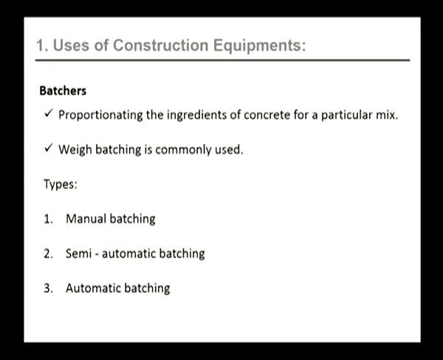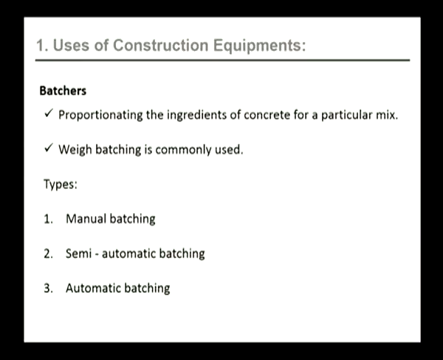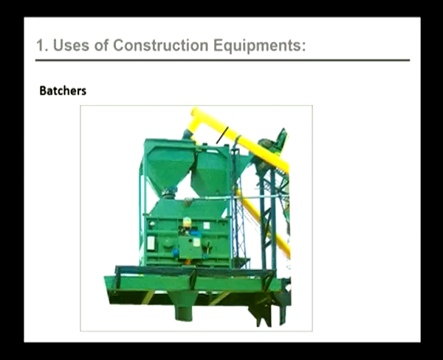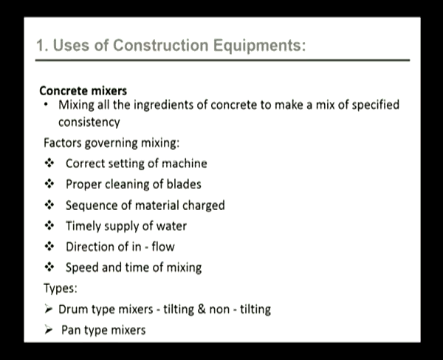Batchers. The batchers are used for proportioning the ingredients of concrete for a particular mix. The batchers also can be used for weighing the batching, and they are commonly used for generating a concrete of particular weight. There are three types of batchers: manual batchers, semi-automatic batchers and automatic batchers. This is a typical illustration of a batcher.